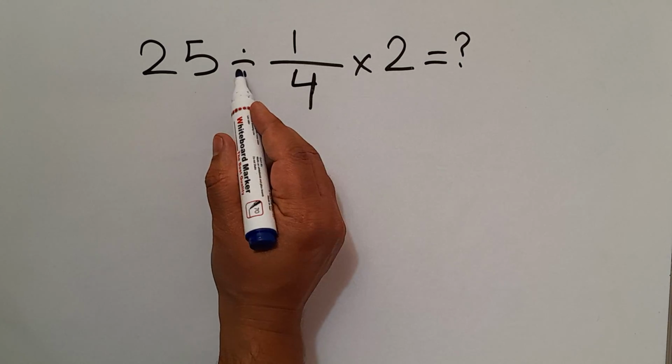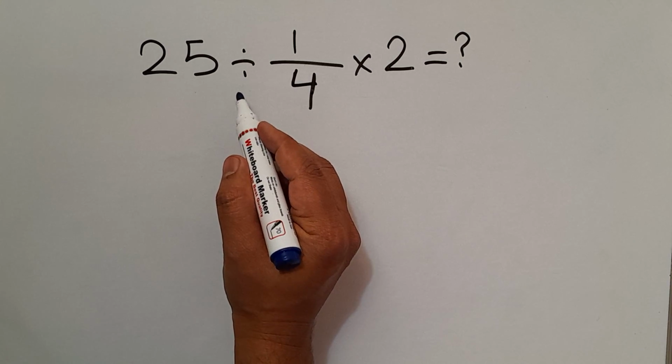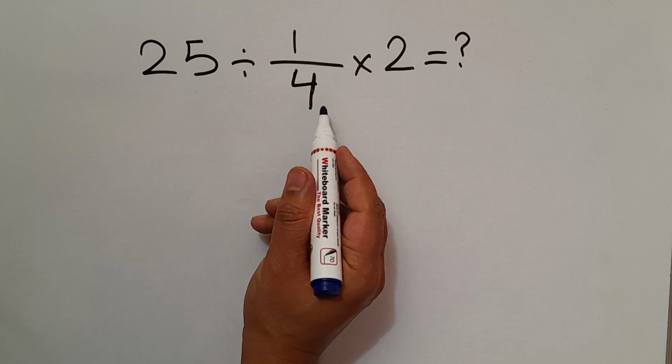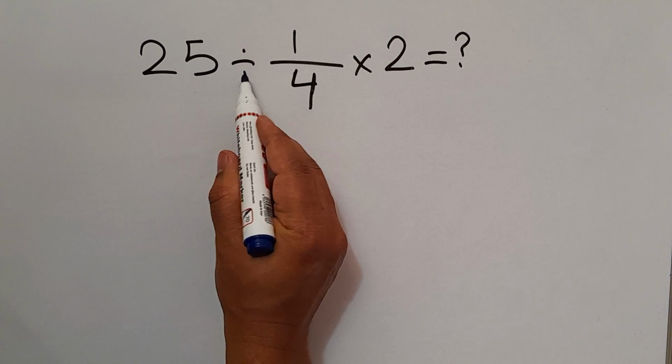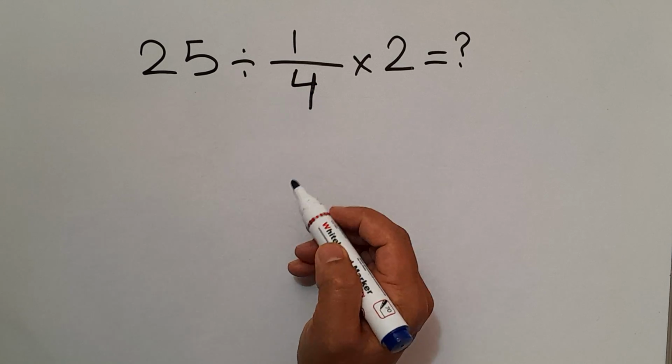As we know, multiplication and division have equal priority and we have to work from left to right. So first we do this division, 25 divided by 1 over 4.